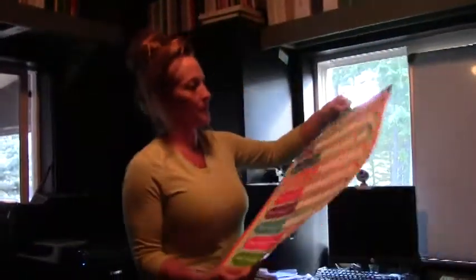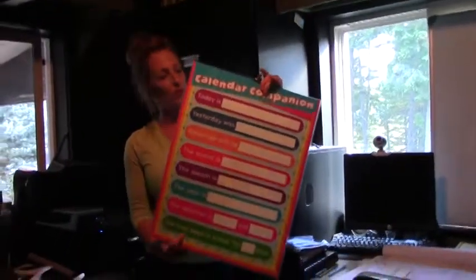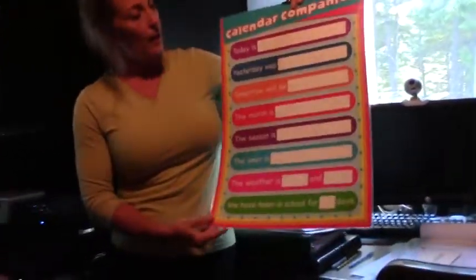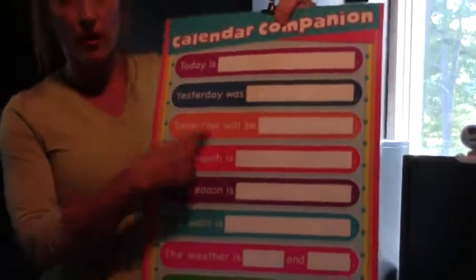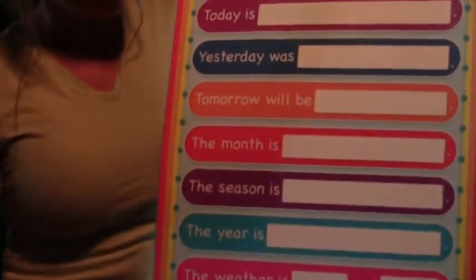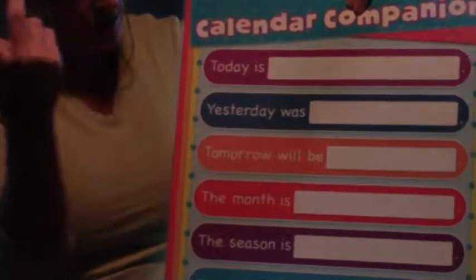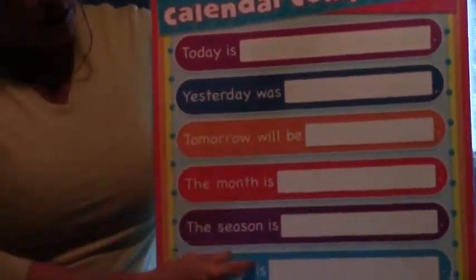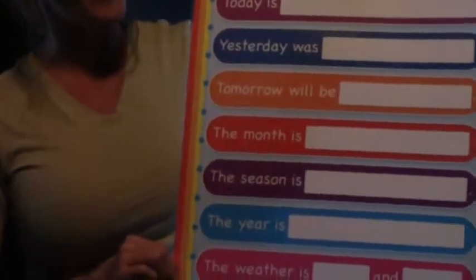Here's another one that I use with some of my younger kids, and that is what's called a calendar companion. This is a dry erase sheet, and they can actually write in what things need to be filled in. So for example, today is Monday. Yesterday was Sunday. But it just goes all the way down. It's a great calendar tool for younger kids to learn how to figure out where they're at.